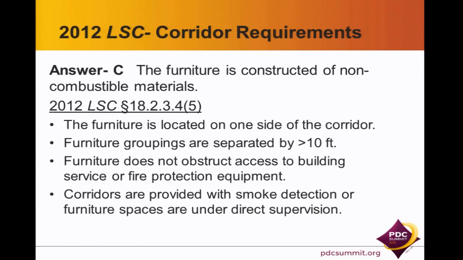The other requirements are that the furniture must be located on only one side of the corridor. You can't have it staggered on both. And furniture groupings are separated by at least 10 feet. And that's really important, especially in some behavioral health facilities where you might be tempted to have it bolted all the way down the corridor. Furniture does not obstruct access to building service or fire protection equipment. And finally, the corridors must be provided with smoke detection, or the furniture spaces are under direct supervision from an area such as a nurse station.